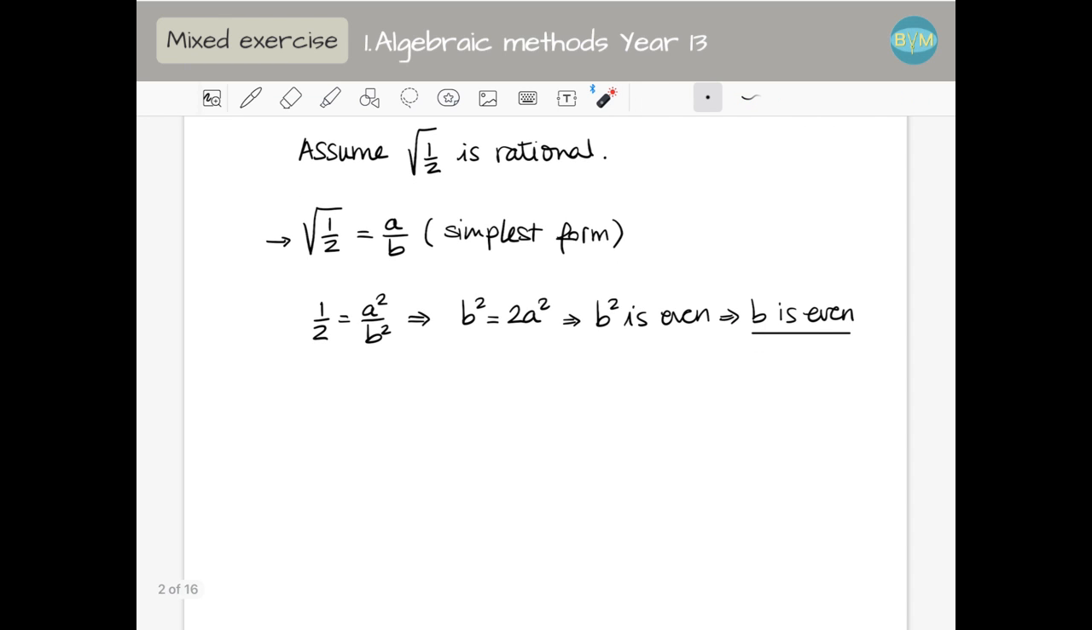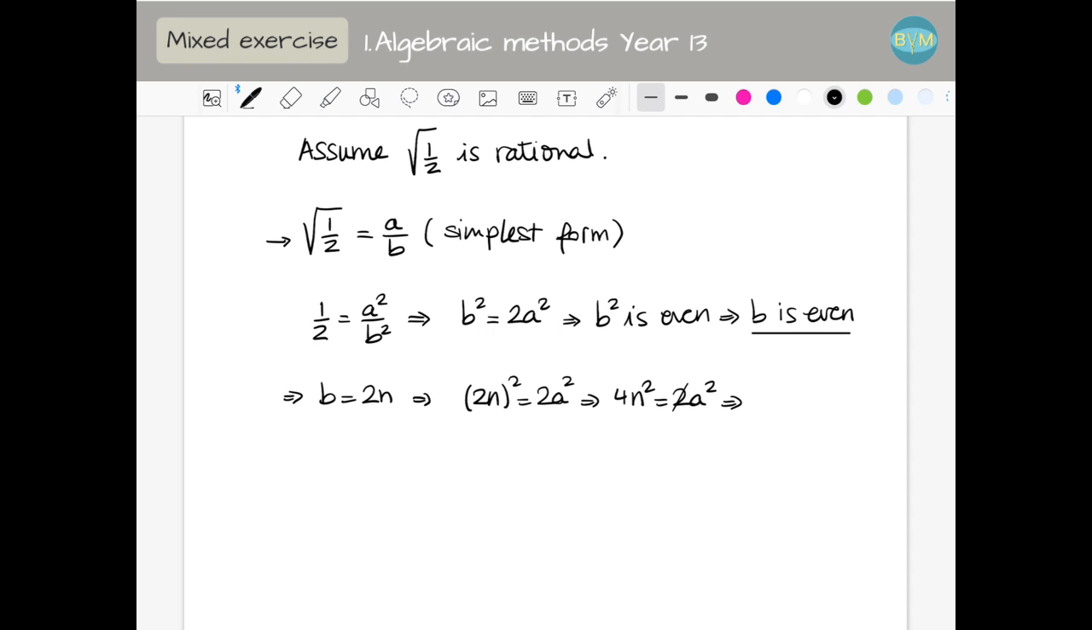If b is even, we can write b as 2 times something, so 2 times n, for example. If I go back here and I substitute the b by 2n, I can write that 2n squared is going to be 2a squared. When we square the left-hand side, we have 4n squared equal to 2a squared, which means if we simplify, that a squared is going to be equal to 2n squared.